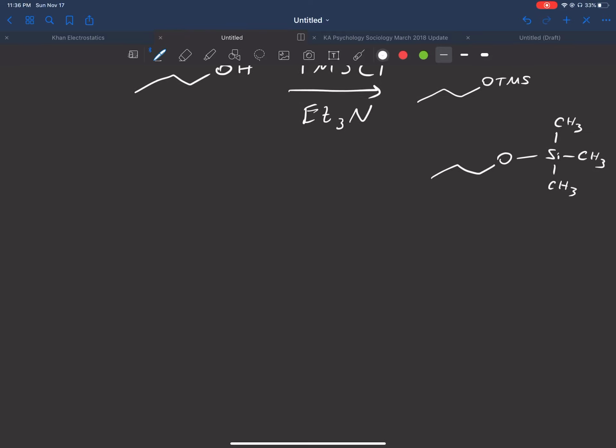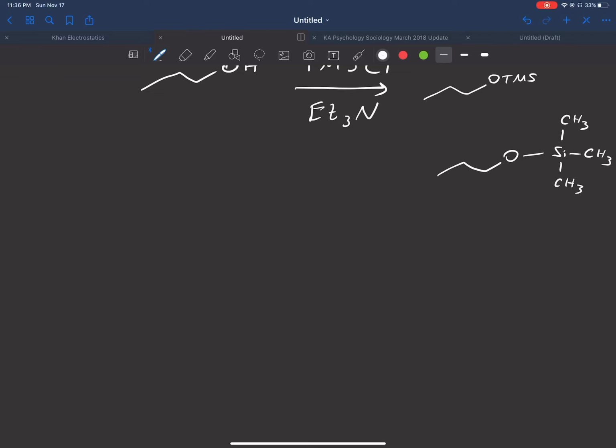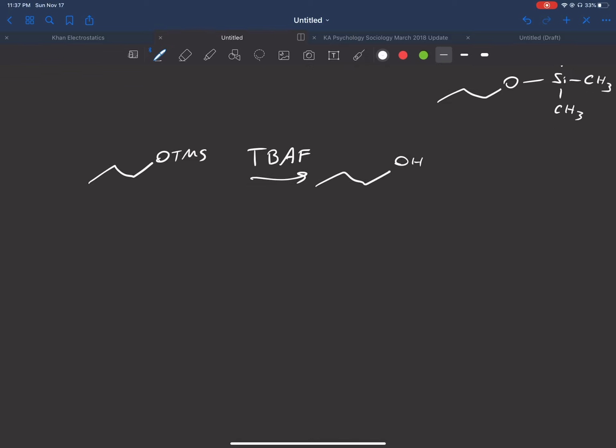Now, the other thing is how we take off a protecting group, and we use TBAF. TBAF, you just write it by itself, and so it'll be OTMS, and we get OH. Now, remember, if you're doing a synthesis backwards, it might have to be the other way around. So you could have to put TBAF first, essentially, if you're going backwards.